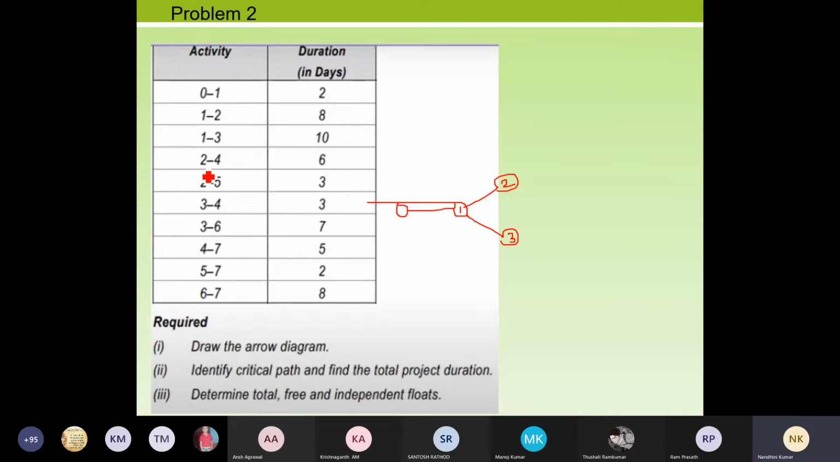And next is 2 to 4. From 2, you're going to have 4. Again, from 3, you're going to have another 4. So I am drawing a 4 in between both of them so that it will be easy for me to connect it. So I'm connecting like this. And this is done. 2 to 4 is done.